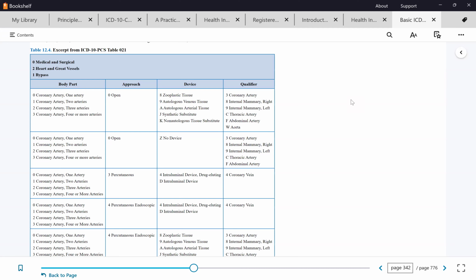And again, as discussed, medical surgical 0, 2, of course, for heart and great vessels, and the operation is a bypass.